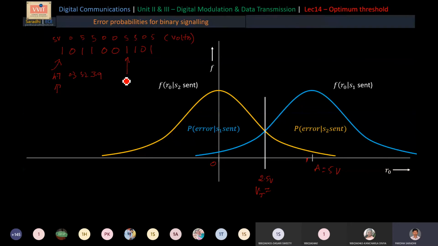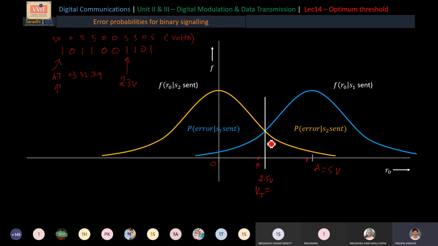Suppose at this instant the bit value is 1. Because of noise, we are receiving only 2.3 volts. 2.3 volts is here. As this value is less than the threshold, the decision will be in favor of 0. It will be identified as bit 0 instead of bit 1. Now, what is the error? How do you calculate error?